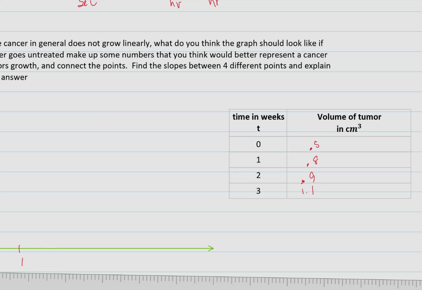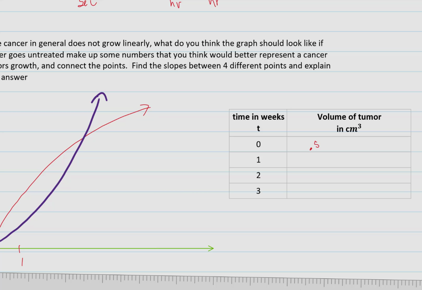Okay. Is that what I wanted? Not really. I want to change those numbers. I have a feeling that if I just draw the graph, it would probably look something like this. Or it could even look something like this. But it's not going to be some straight line, because cancer doesn't grow at the same rate all the time.